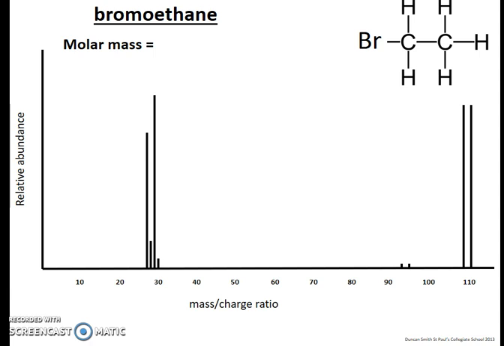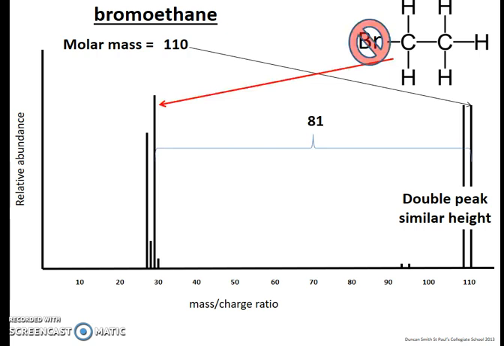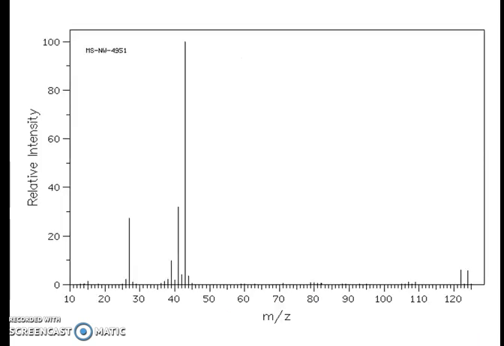And that pair of peaks that are equal height and two mass units apart is a dead giveaway for the presence of bromine. As soon as you see that, you need to be looking at it and going, aha, there's a bromine in my molecule. Okay, so there's your molar mass of 110, your peaks. Here we're getting a loss of 81 and 79.